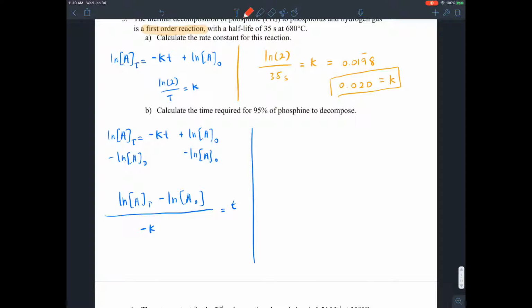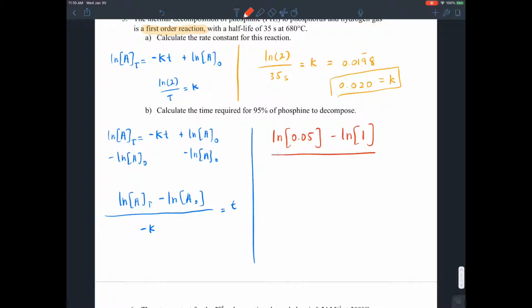Well, for my A at time t, that's the time that it would take for 95% to decompose. So that would be the natural log of, instead of 95, 0.05, because that's how much I have left after 95% has gone. I'll have 5% left, and if I convert that to a decimal, I'll have 0.05 left. Now let's subtract the natural log of what I started with, which we said was 1. So let's put that as the natural log of 1.